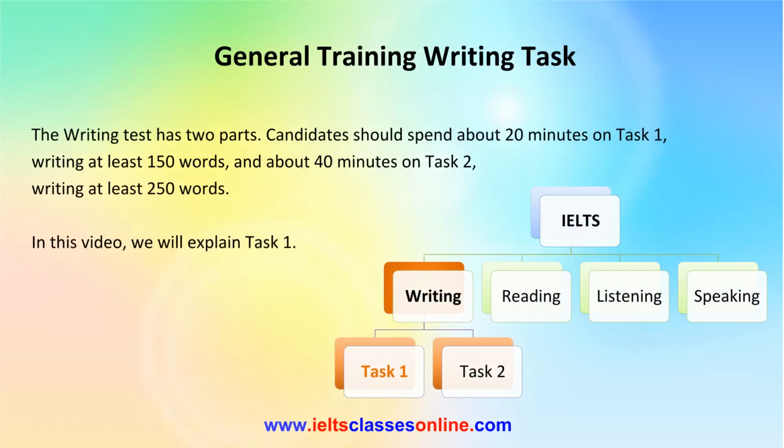General Training writing test has two parts. Candidates should spend about 20 minutes on Task 1, writing at least 150 words. In the General Training writing, Task 1 requires you to write a letter, showcasing your ability to use standard English letter writing practices.